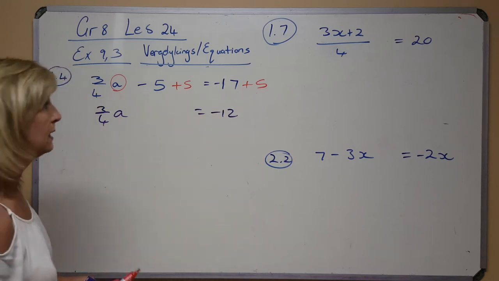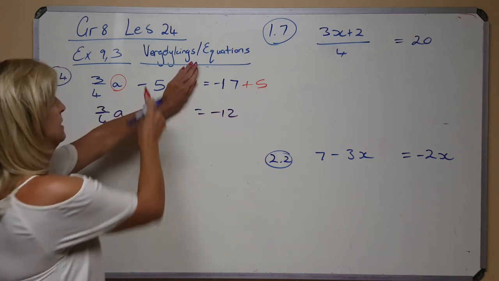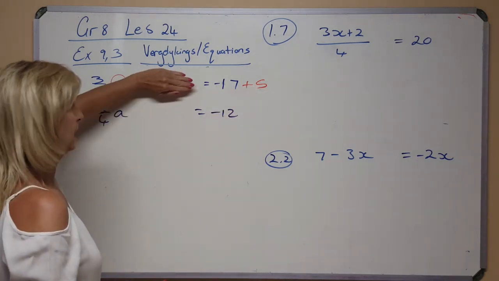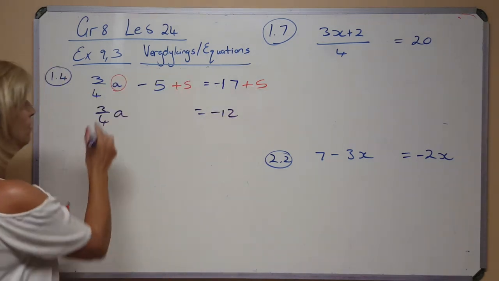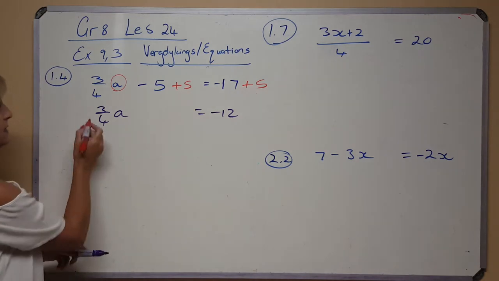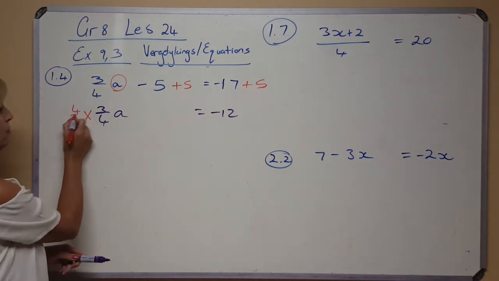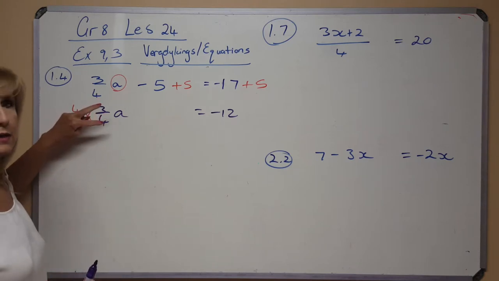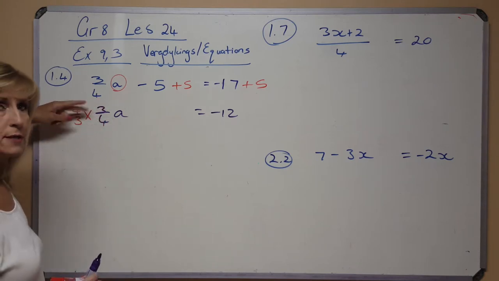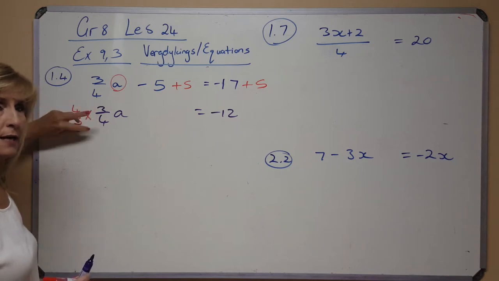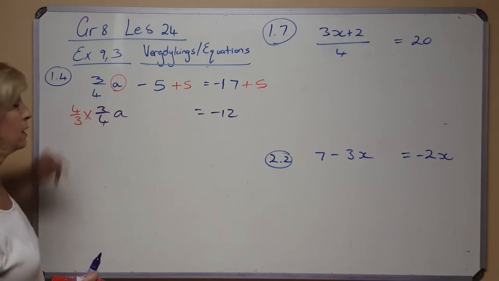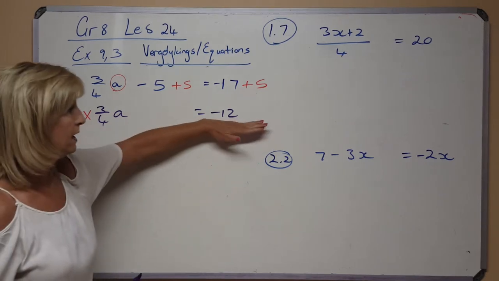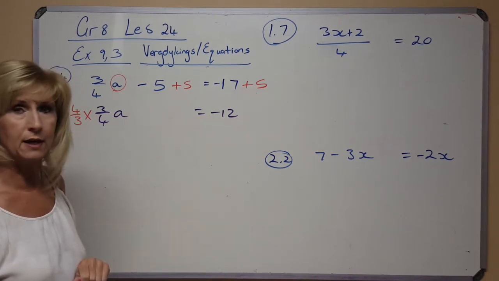The other technique is to just say, take the 5 across and it becomes a plus 5. This falls away anyway. Reg? Om hierdie 3 op 4 weg te kry, gaan ek sê maal met 4 op 3. It is timed with a fraction. So what you do with timing with a fraction is you time with the reciprocal, die omgekeerde, die reciprook. Maal met die omgekeerde. It's not wrong to say divide by 3 quarters. Dis nie verkeerd nie.